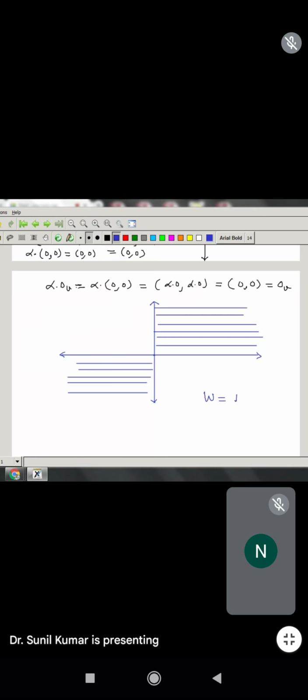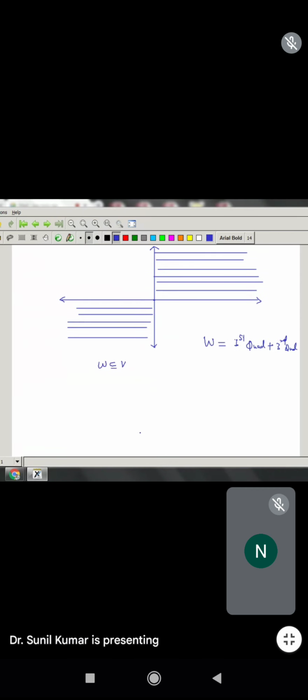W is equal to first quadrant plus third quadrant. Now W is a subset of V. W अब subset है R2 का कि नहीं है? Yes sir. Now will W be a subspace? Yes sir. Yes, all of you. Now W is a subspace. W is a subspace of V.